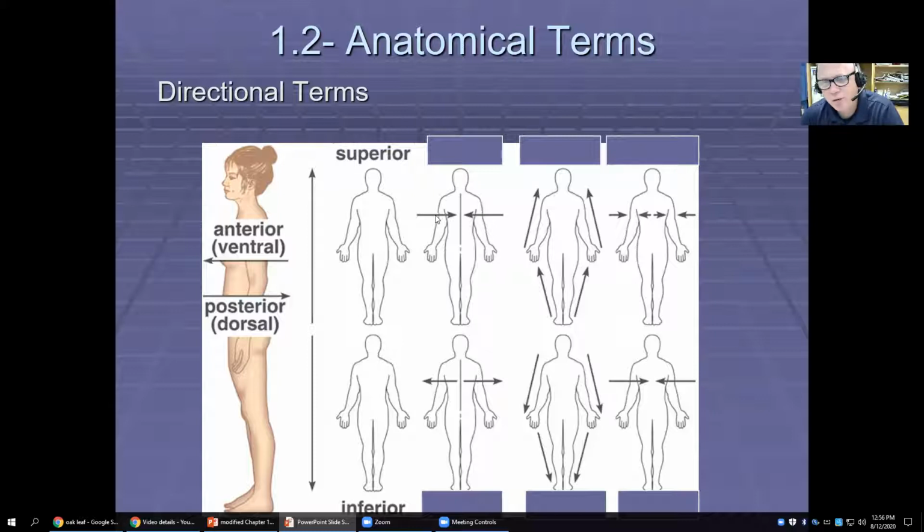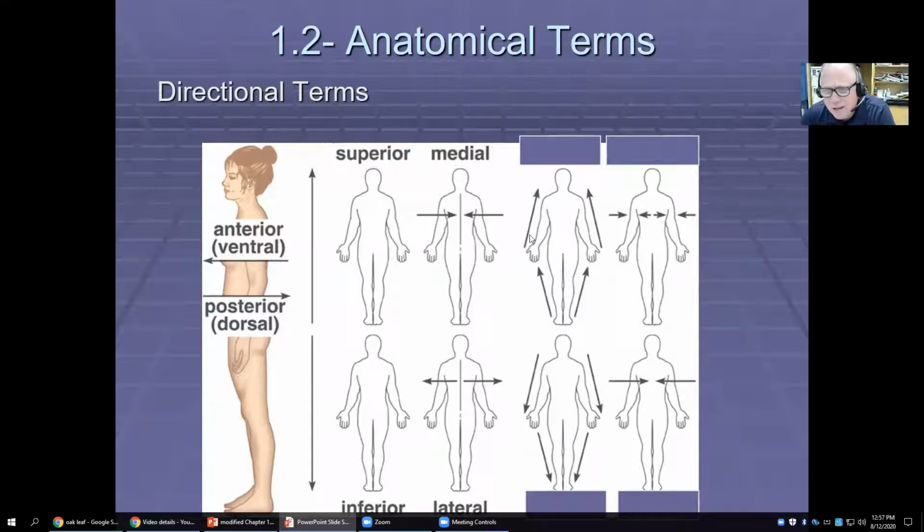If a structure we're talking about is more towards the middle of the body, it's called medial, and if it's towards the outside, it's called lateral. I like to think of the lats, your latissimus dorsi, when you're working them. They're on the outside.